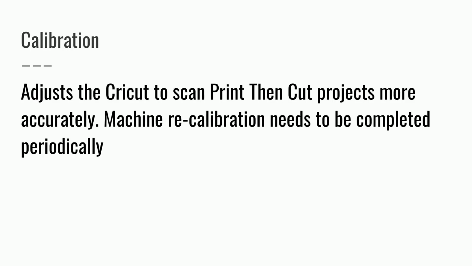Next up is calibration. Now you guys might be like, oh my gosh, what is calibration? That sounds so crazy. So calibration adjusts the Cricut to scan print and cut projects more accurately. It's kind of like a maintenance thing that you can do for your Cricut. It really does help with accuracy, with print and cut, and with really all cuts too. Machine recalibration needs to be completed periodically, believe it or not. It's kind of something that's not talked about, but it really can make or break your print and cut project. So it's something that you really need to think about.